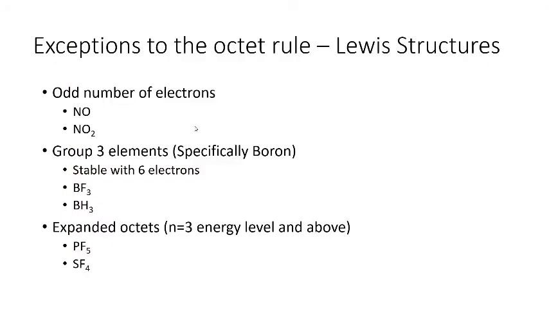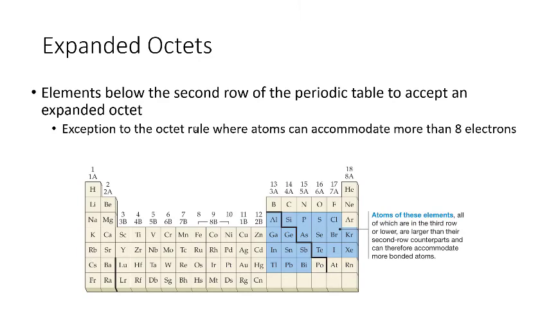The other one that I'd like to point out to you is the expanded octet. And so this can be present for any of the central atoms that are in the n equals 3 energy level or above. So we're talking about atoms such as phosphorus or sulfur or chlorine or bromine. Any of those atoms that are n equals 3 energy level or above can be exceptions to the octet rule, where we have an expanded octet. And so what this expanded octet means is that these central atoms can actually accommodate more than 8 electrons.